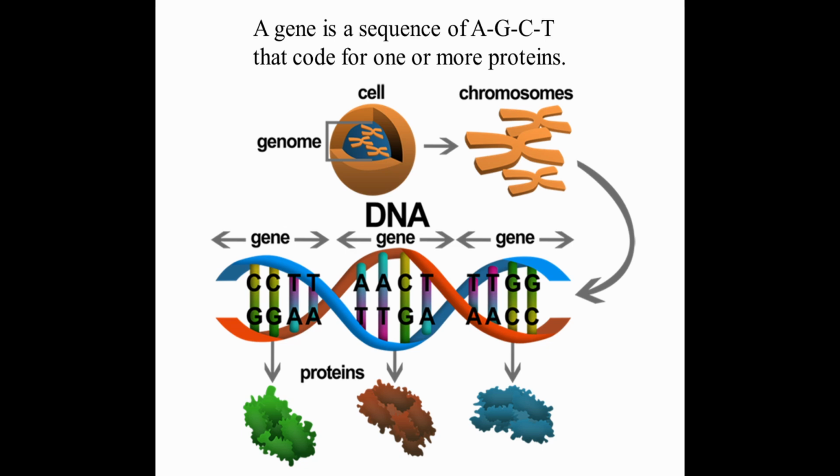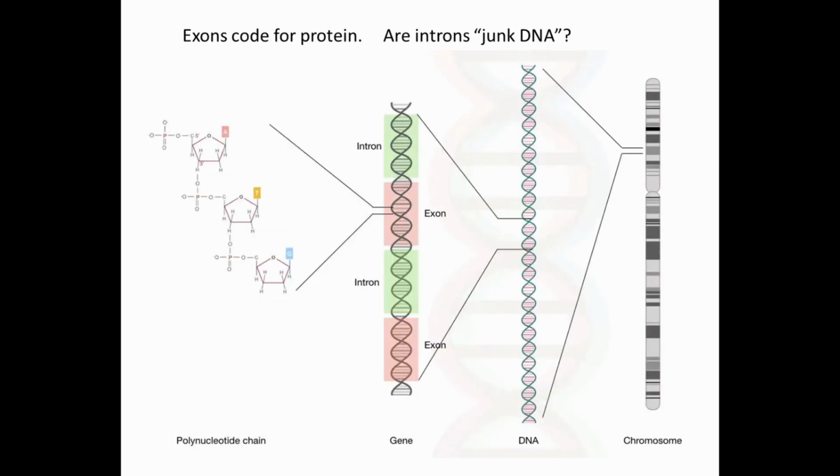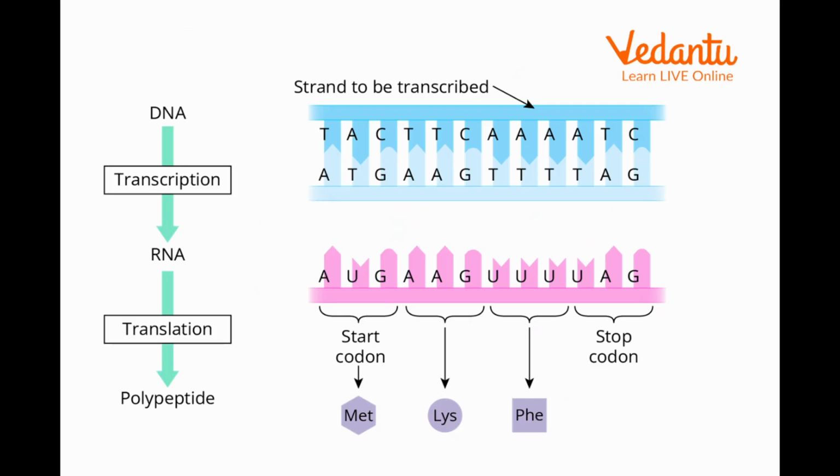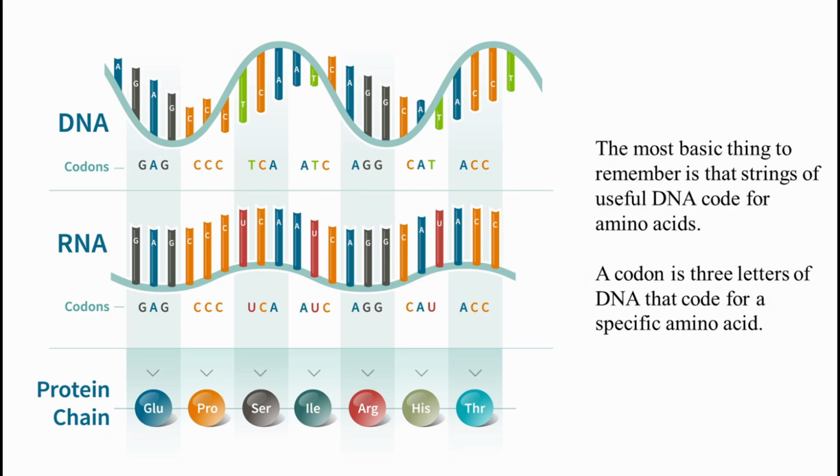The nucleotides in DNA code for genes. A gene is a sequence of AGCT that code for one or more proteins. Most useful DNA sequences are interspersed with sequences of DNA code that, so far as we can tell, is nonsense sequences that have no useful function. Some coding sequences tell the polymerase enzymes where to read and transcribe the DNA and RNA, where a gene starts and where it ends. The most basic thing to remember is that strings of useful DNA code for amino acids.